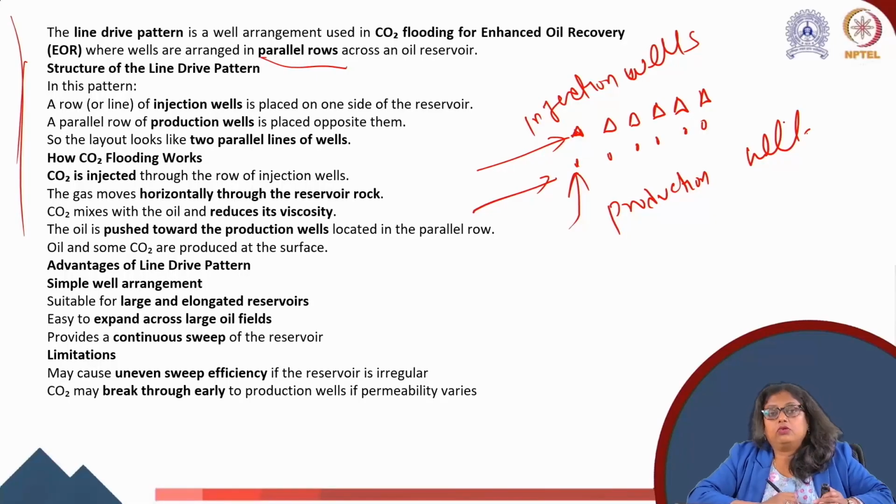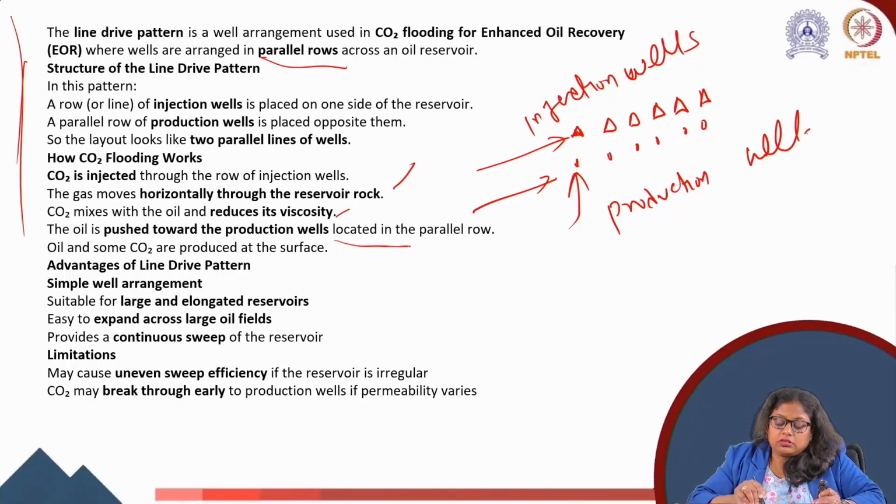Okay. So how this CO2 flooding works, this arrangement: CO2 is injected through the rows of injection wells. The gas moves horizontally through the reservoir rock. CO2 mixes with oil and reduces its viscosity. This oil is pushed towards the production well located in the parallel row. Oil and some CO2 are produced at the surface.